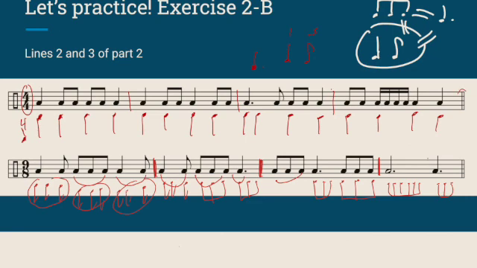Boom. Notice how there's a double line at the end? That means that it's the end of the piece or whatever we're working on. You're just going to write single bar lines until it is the end, in which you would write a double bar line.